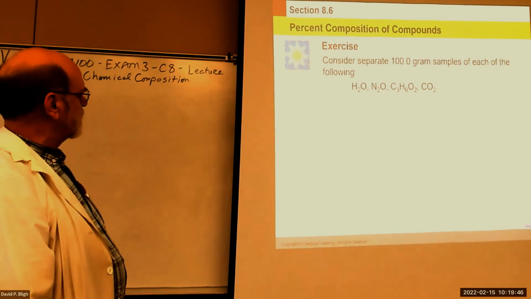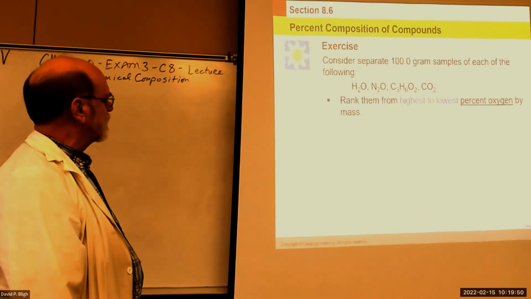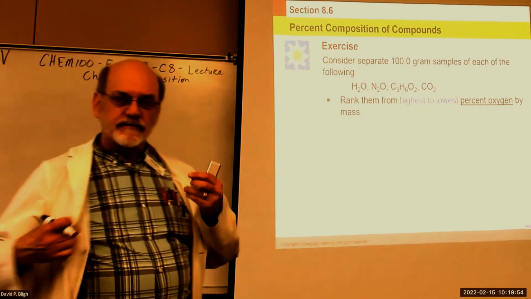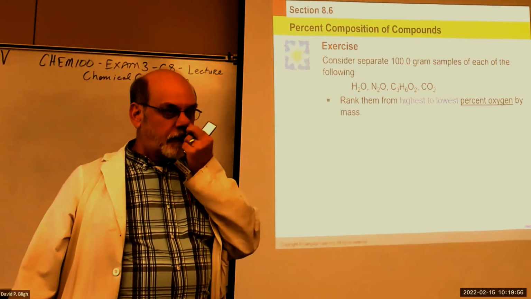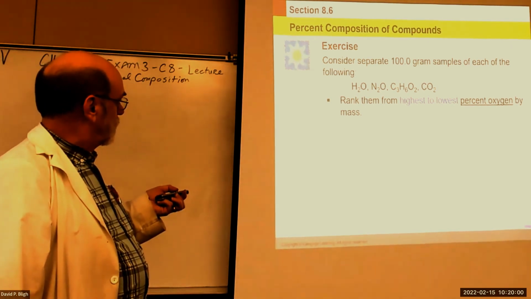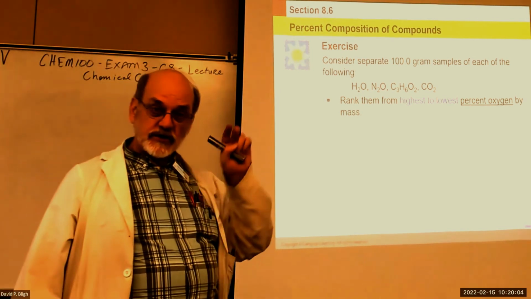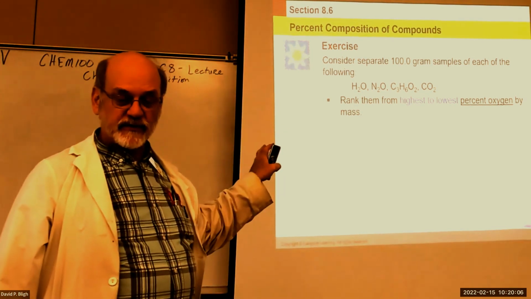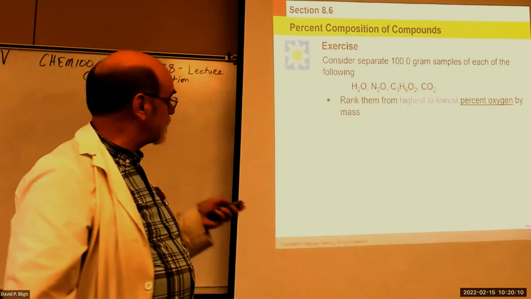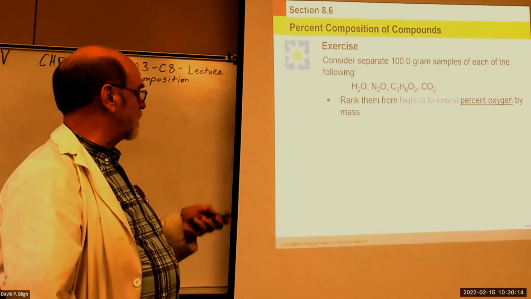Let's see, 100-gram samples of each one of these, highest to lowest percent oxygen by mass. So in this case, we would calculate the percent oxygen just like we did for the other examples and do it in assembly line for each one of these compounds. Highest to lowest percent oxygen by mass.